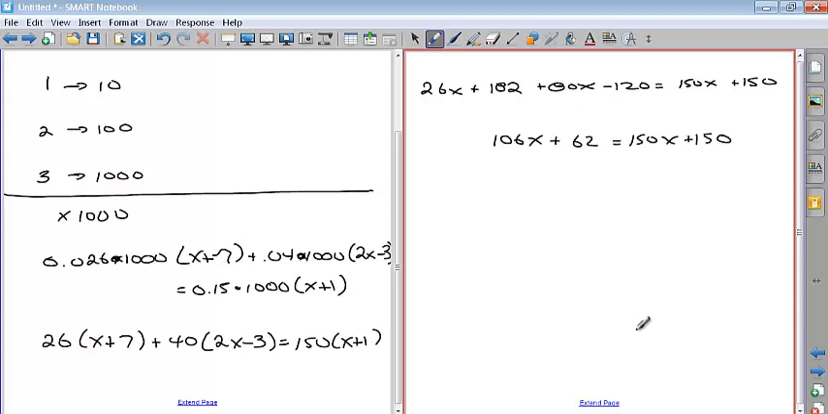The right-hand side already just has separate terms. So I'm going to add the additive inverse of this variable term, and I'm going to add the additive inverse of this constant term.